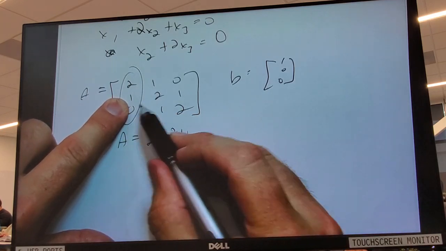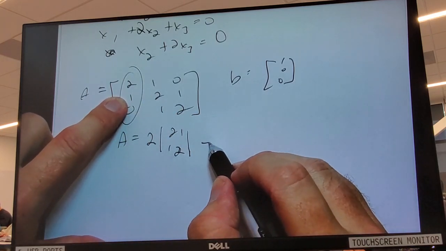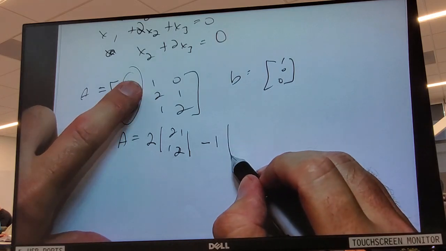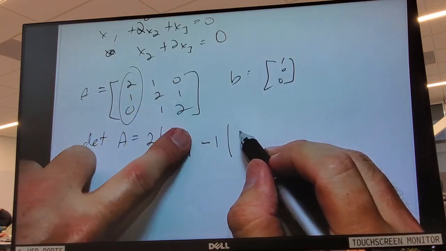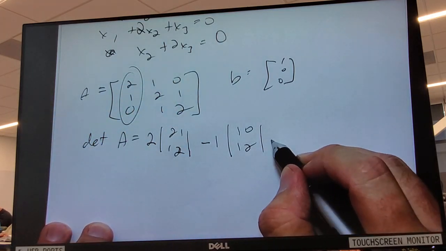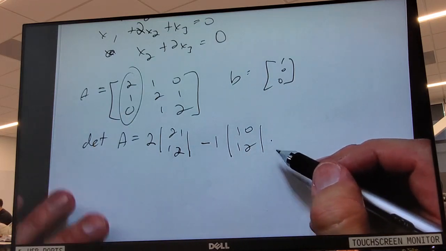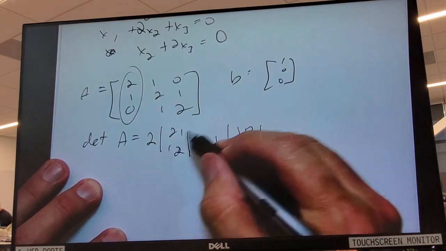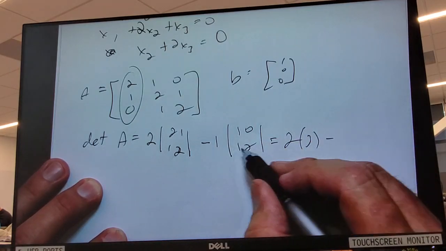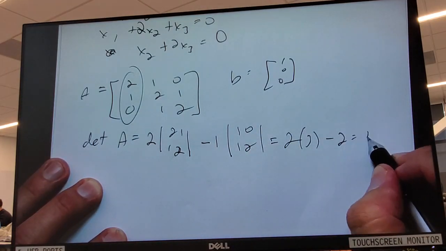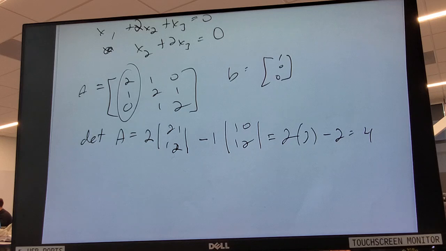What do you have to be careful about when you put this one down? Minus, good. 1 times 1, 0, 1, 2. And then, of course, who cares? So then you get 2 times 3, yes? Minus 1 times 2, is that cool? Okay. You guys with me? Compared to some of the stuff we've done, determinant is awesome.